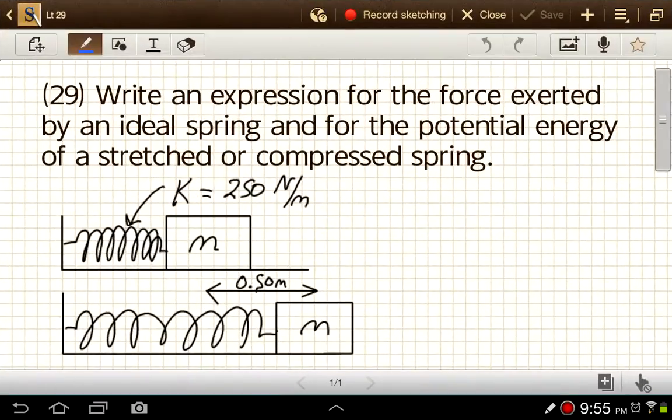On learning target 29, we're dealing with ideal springs and the forces and potential energy associated with those. Now, an ideal spring is different from a real-world spring in that we can't stretch it out too far. You know how in a real spring, if you stretch it out, it won't go back to its original shape. So ideal springs, they always want to go back to their original shape. And the farther we stretch them, the harder they pull to get back to their original shape.